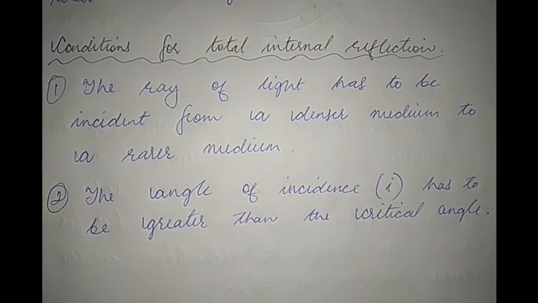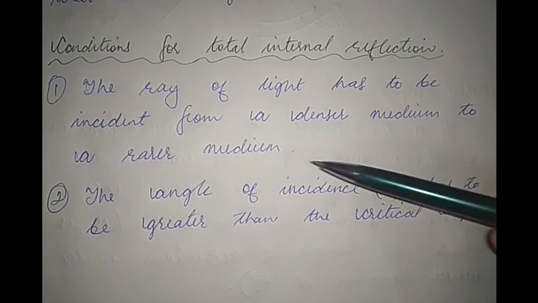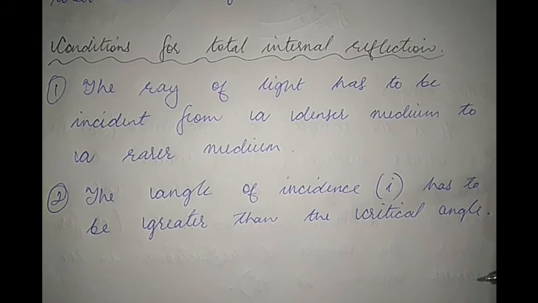Finally, now let us look at the necessary conditions for total internal reflection. There are two necessary conditions which we have already discussed. The first one is the ray of light has to be incident from a denser medium to a rarer medium. And the second is that the angle of incidence i has to be greater than the critical angle. So these are the two necessary conditions for total internal reflection to take place.